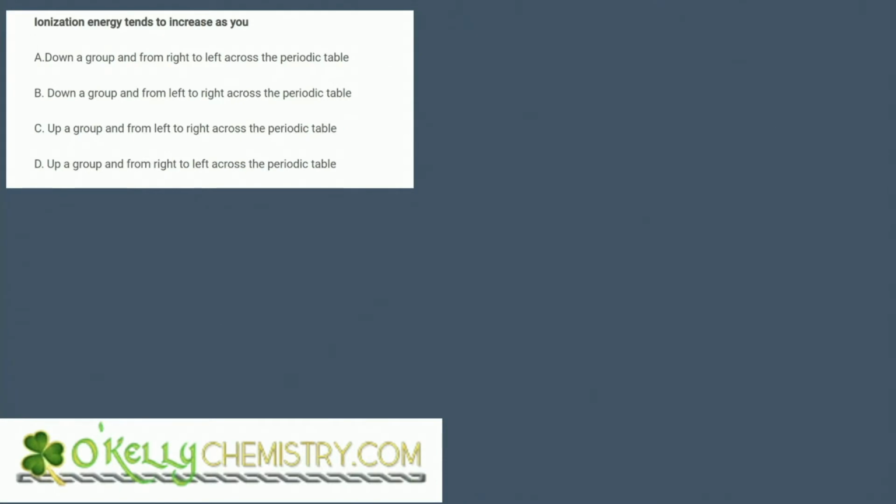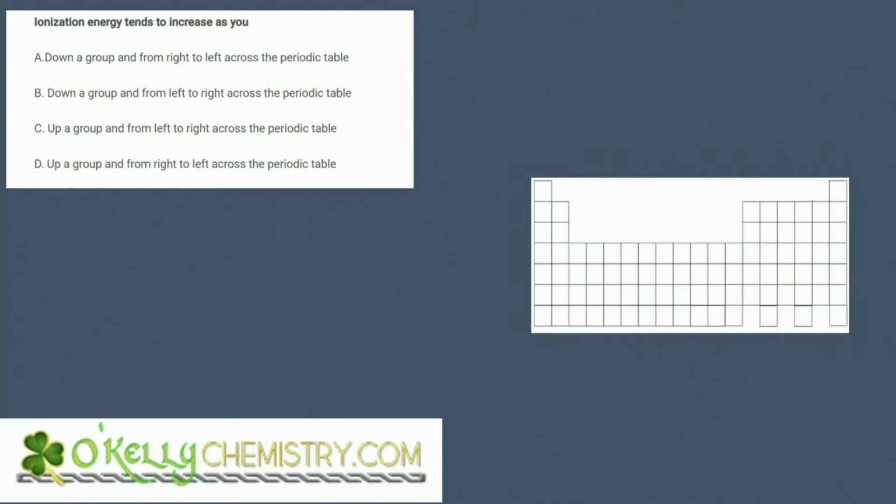So first question, ionization energy tends to increase. So here's a periodic table, so what I would suggest you do is you actually go ahead and draw in the trend on the periodic table. So ionization energy will increase as you move up a group. It will also increase from left to right.